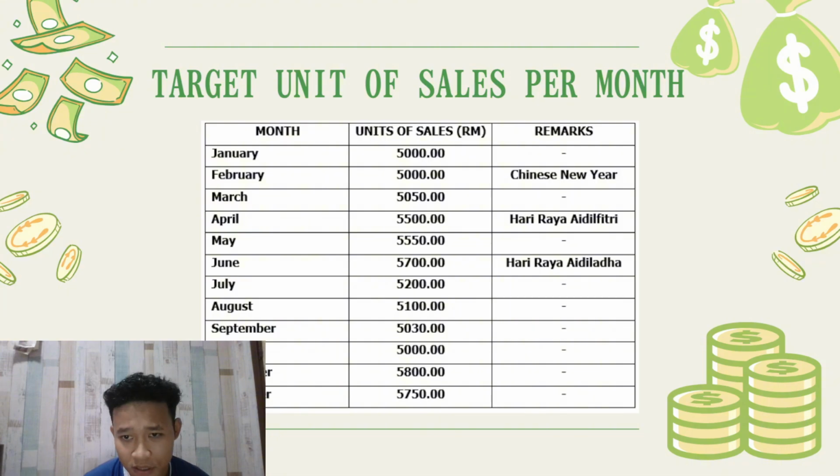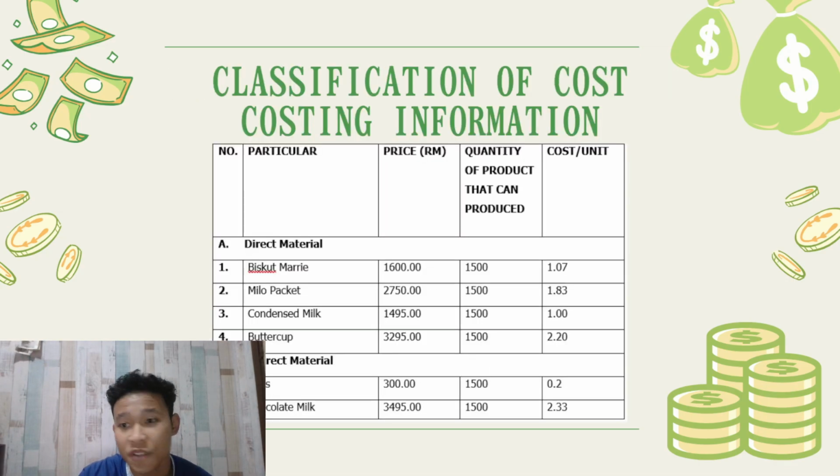So for the remarks, for February there will be Chinese New Year, and April there will be Hari Raya Aidil Fitri, and the last one is June, which is Hari Raya Aidil Adha. So next, I'm going to present about classification of costing information.